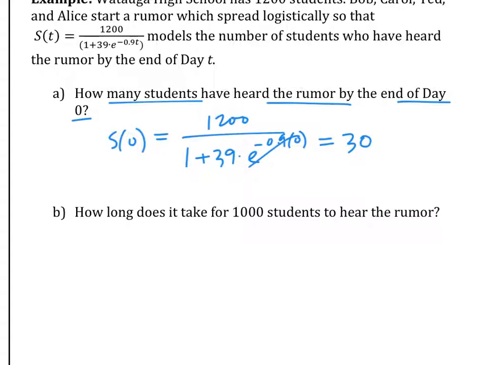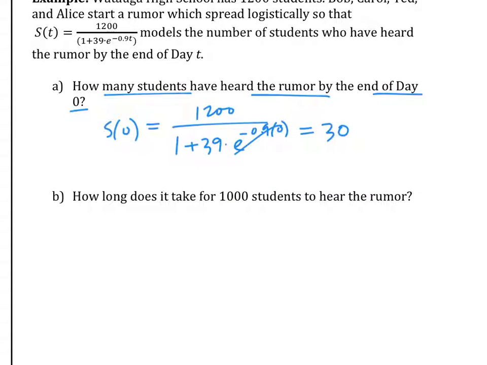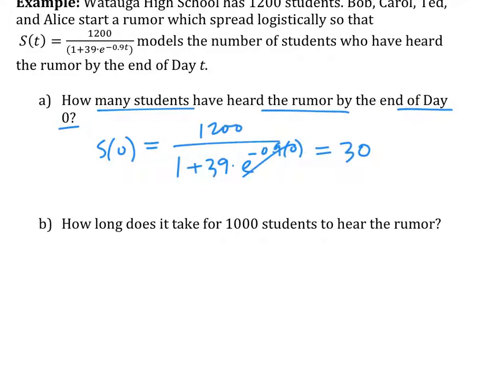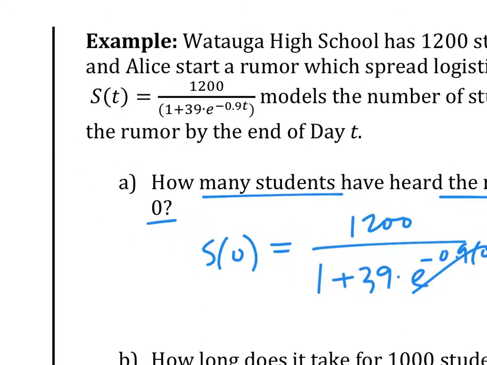So this is where we were last week. The question was, how long does it take for 1,000 students to hear the rumor? Okay, so kind of remind you of the equation. So you have this equation that's the logistic equation. S means students, T means days.